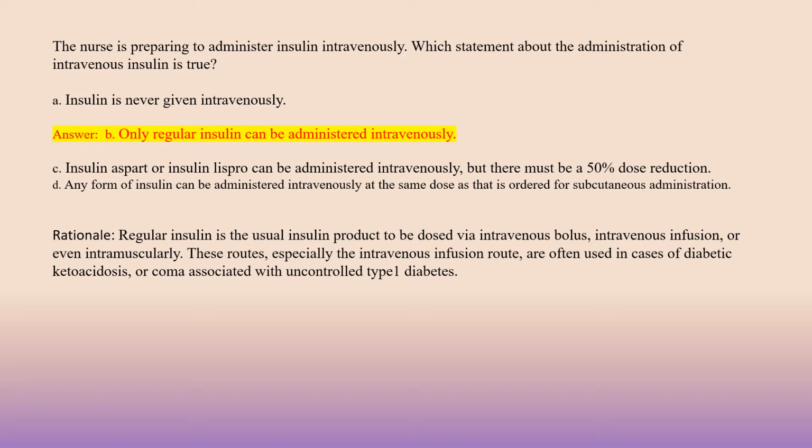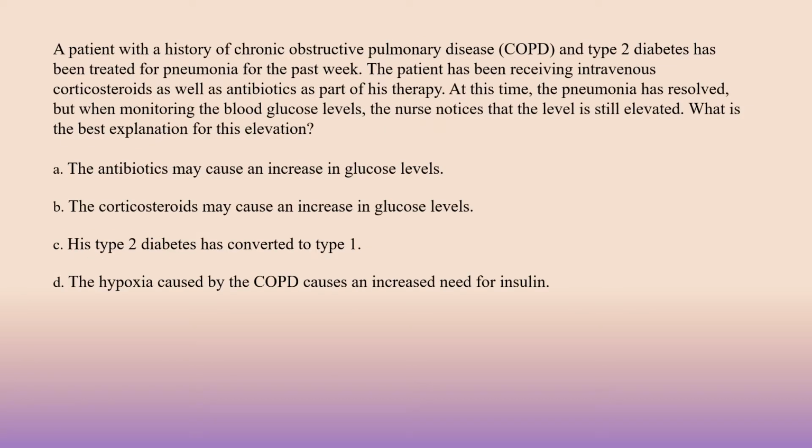A patient with a history of chronic obstructive pulmonary disease, COPD, and type 2 diabetes has been treated for pneumonia for the past week. The patient has been receiving intravenous corticosteroids as well as antibiotics as part of his therapy. At this time, the pneumonia has resolved, but when monitoring the blood glucose levels, the nurse notices that the level is still elevated. What is the best explanation for this elevation?